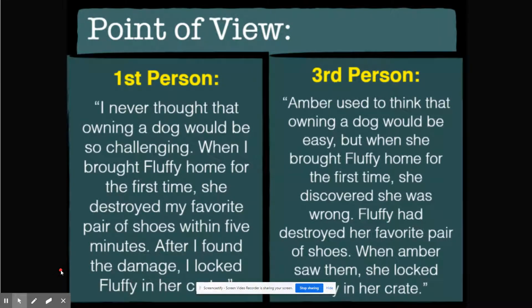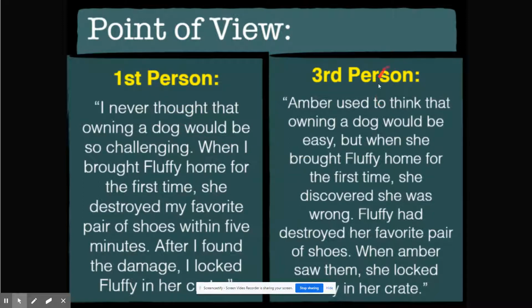All right, so again, we still focus on point of view between first person and third person. So all personal narratives are first person. Okay, so an example is: I never thought that owning a dog would be so challenging. When I brought Fluffy home for the first time, she destroyed my favorite pair of shoes within 5 minutes. After I found the damage, I locked her in her crate. Now, in first person, you can see that I use I. I still used I when I explained what happened. I used she to describe my dog Fluffy, and I'm still using I, me, my. So that's all first person.